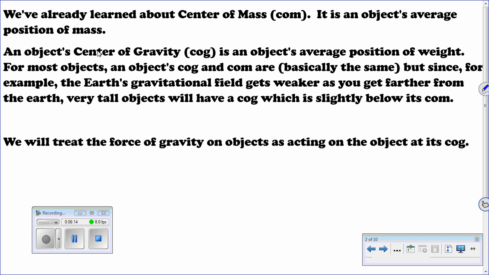So in this chapter, we're going to be interested in not just the center of mass, but also the center of gravity. Okay? In the same way that the center of mass is the average location of an object's mass, center of gravity is the average position of an object's weight, right? Because the force of gravity is weight. Now, for most objects, they're the same or so close together that we treat them as exactly the same. But technically speaking, they're not exactly the same.